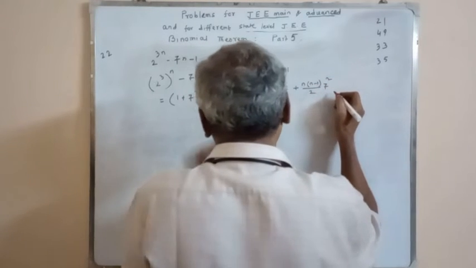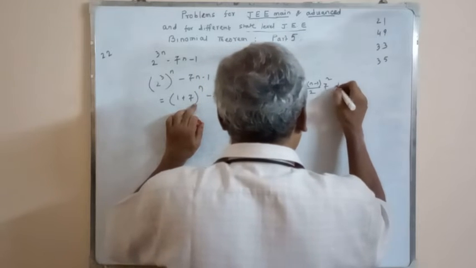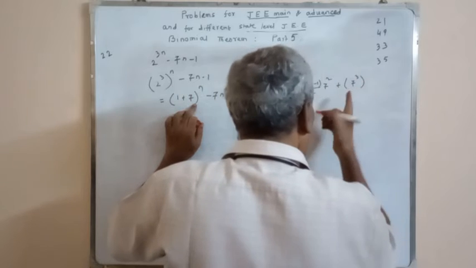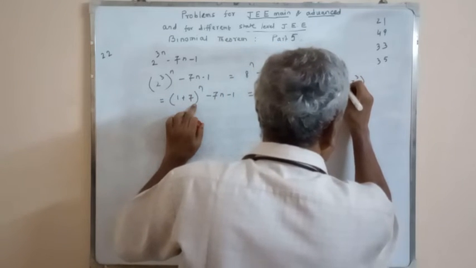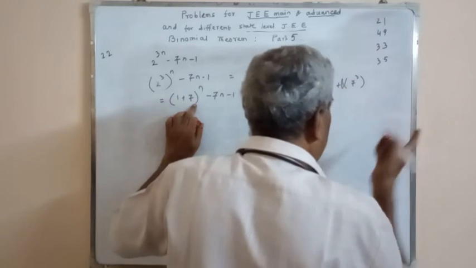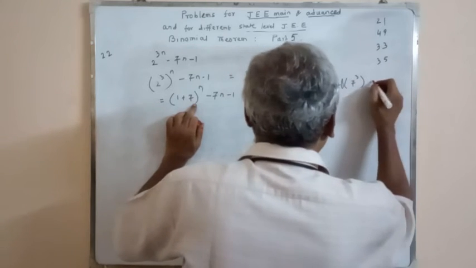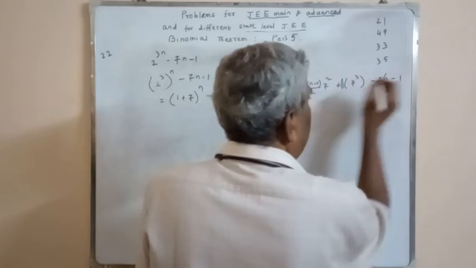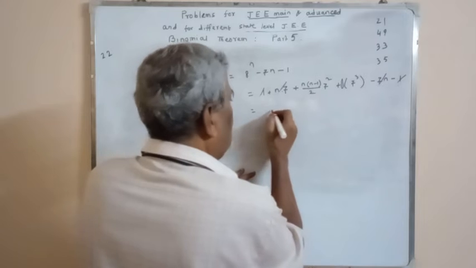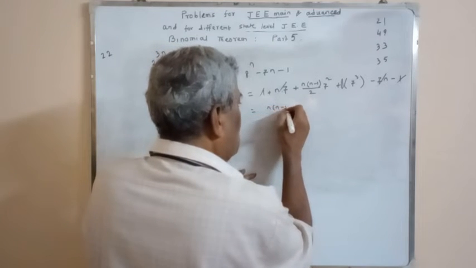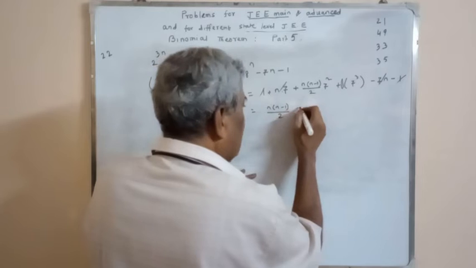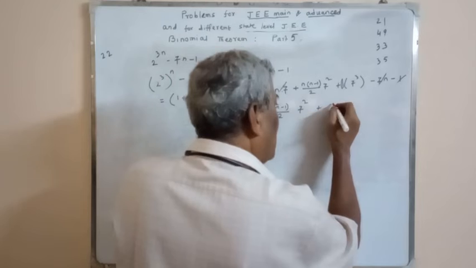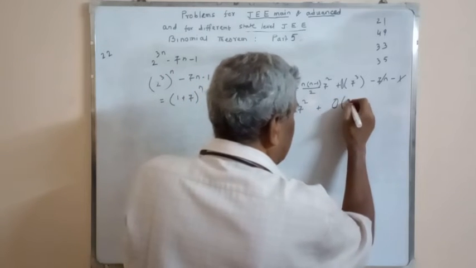Then all terms after that are of the order 7 to the power 3, meaning all terms are either 7 to the power 3 or higher powers of 7. Minus 7n minus 1. Now 7n cancels, 1 cancels. So it is equal to n(n minus 1) by 2 times 7 square, plus numbers of the order 7 cube.